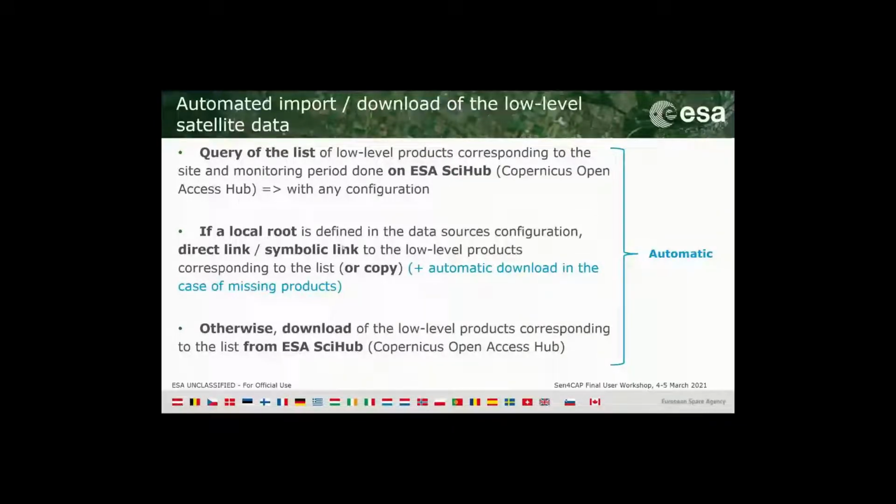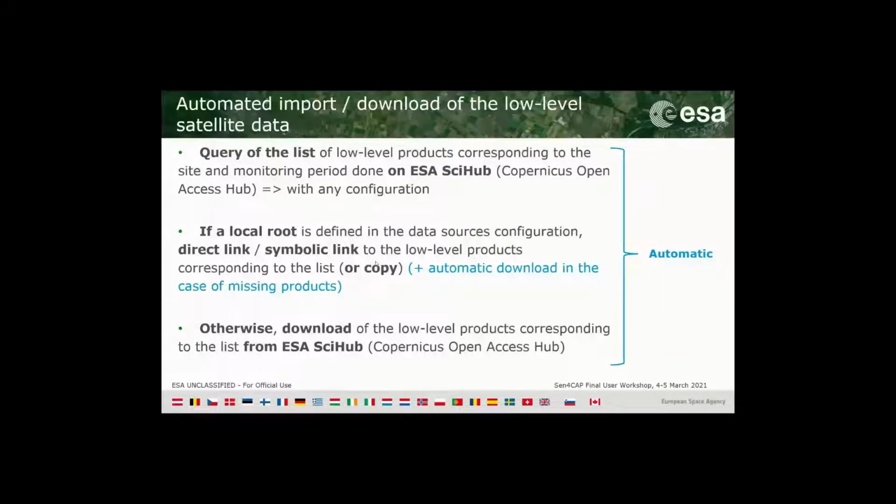If you define a local route in the data sources configuration where the low-level products are already available, and it's typically the case on a DIAS, which offers access to these low-level products, it will just make a link to the low-level product. It can be a direct link or a symbolic link, or even you can choose to copy the data to your machine. So it will be fast to ingest the low-level product.